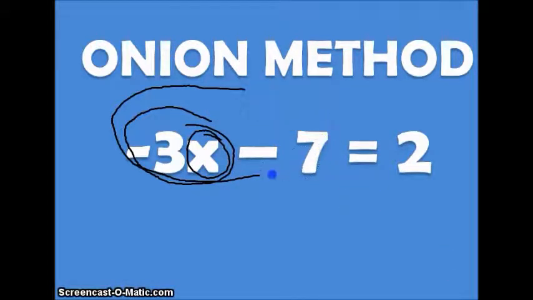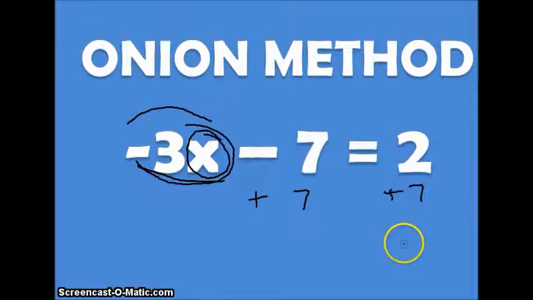So if I erase this outside layer, if I peel back this outside layer of the onion, what is left on the outside? Minus 7 is left on the outside, so that's what I'm going to get rid of. So I'm going to add 7 to both sides. Remember, inverse operations. So 9 is equal to negative 3x. Okay.